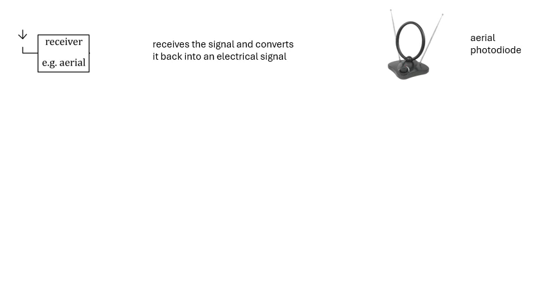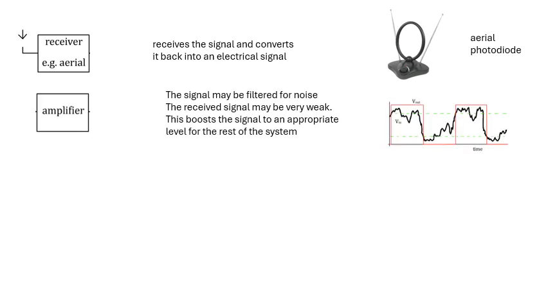Okay, the rest of this diagram. The receiver, for example an aerial or a photodiode, receives the signal and converts it back into an electrical signal. Then an amplifier. You might filter the signal to get rid of noise, and the signal you receive might be very weak, so you need to boost it a bit to make the amplitude bigger, so that the rest of the system can do things with it.